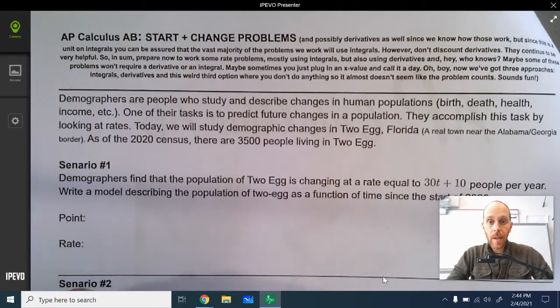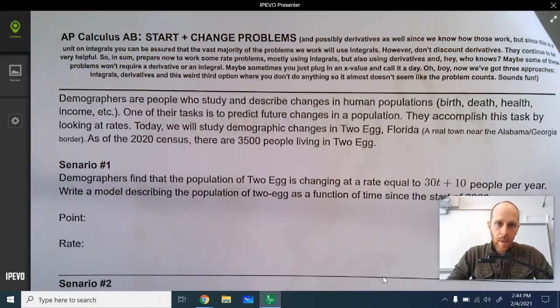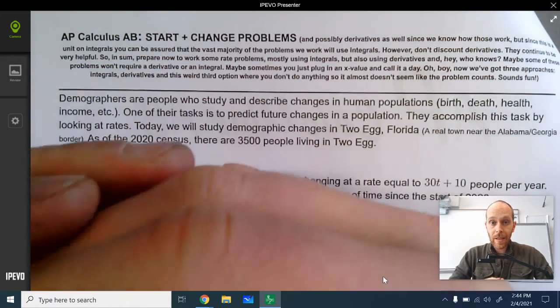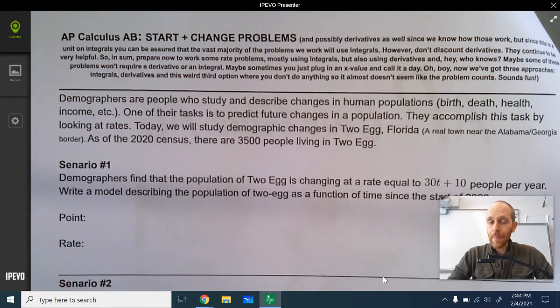Demographers are people who study and describe changes in human populations. And one of their tasks is to predict the future change in the population. They accomplish this task by looking at rates. What are the rates at which the population is going up or down right now?